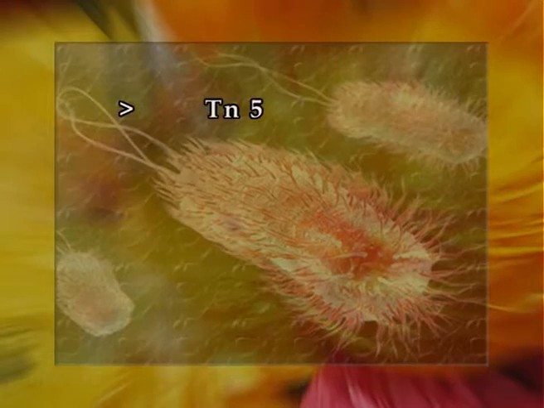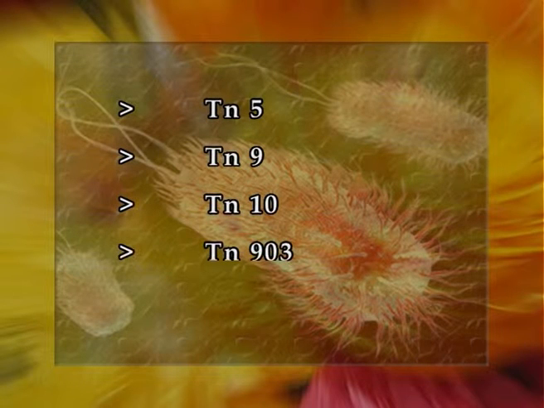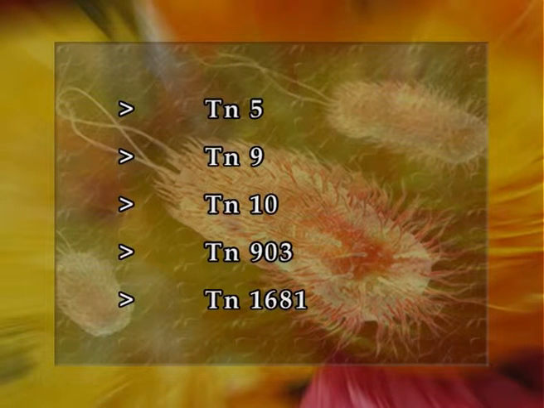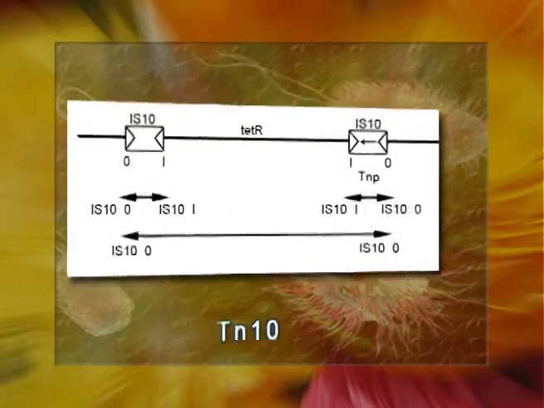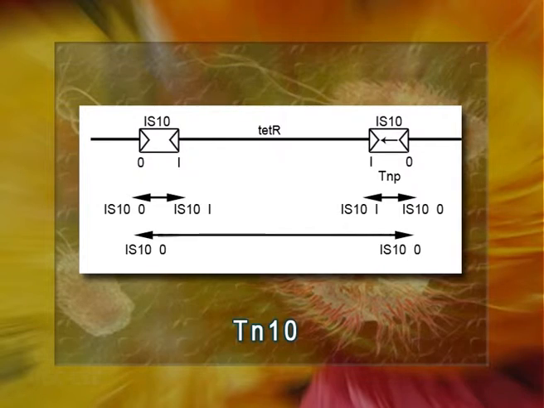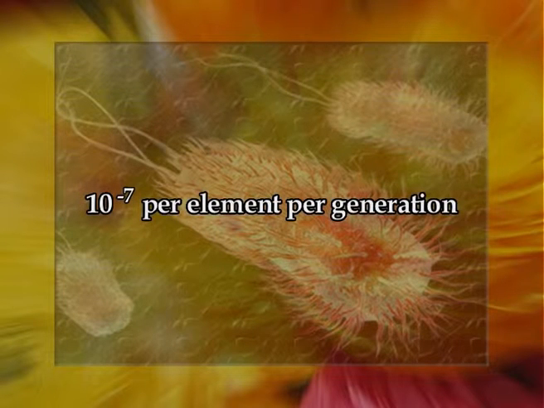Examples are Tn5, 9, 10, 903 and 1681. In all of these, the ends of the transposon are capable of transposing separately, since they are in fact subtle insertion sequences. Transposition of IS10 or Tn10 occurs at around 10^-7 per element per generation.